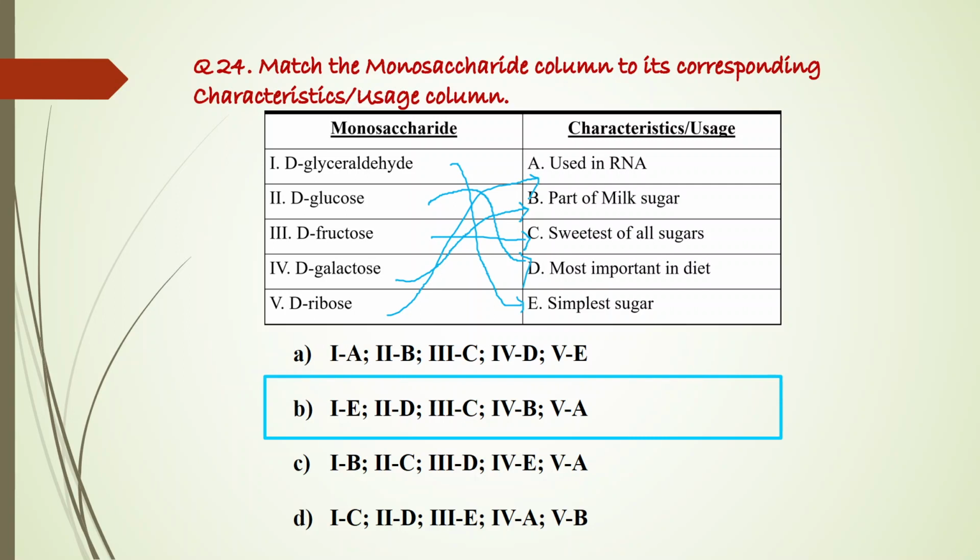Ribose sugar, obviously we know it is used in RNA. In the name itself, ribonucleic acid, it has a ribose sugar. That means this monosaccharide is involved in case of RNA. So we have matched everyone, and the only option that matches with it is option number B.